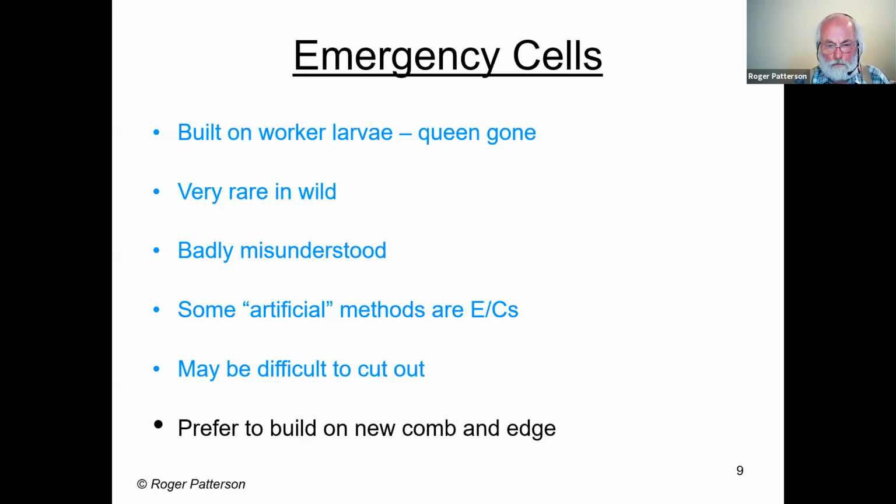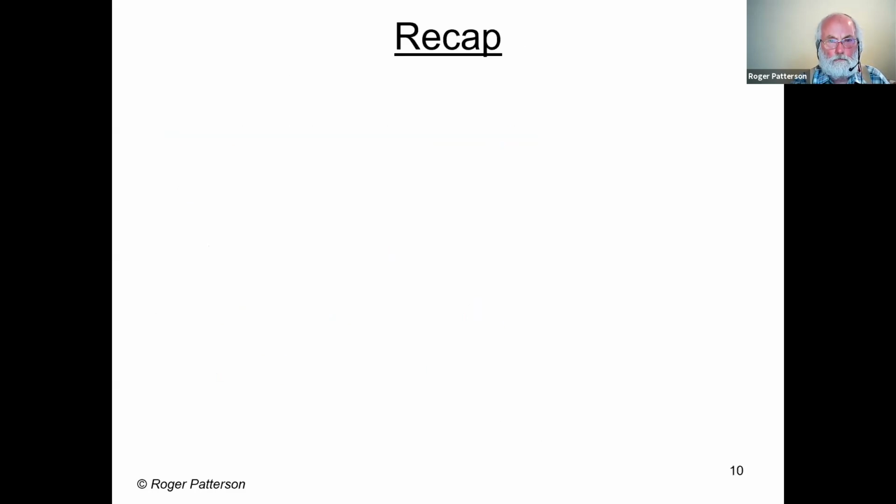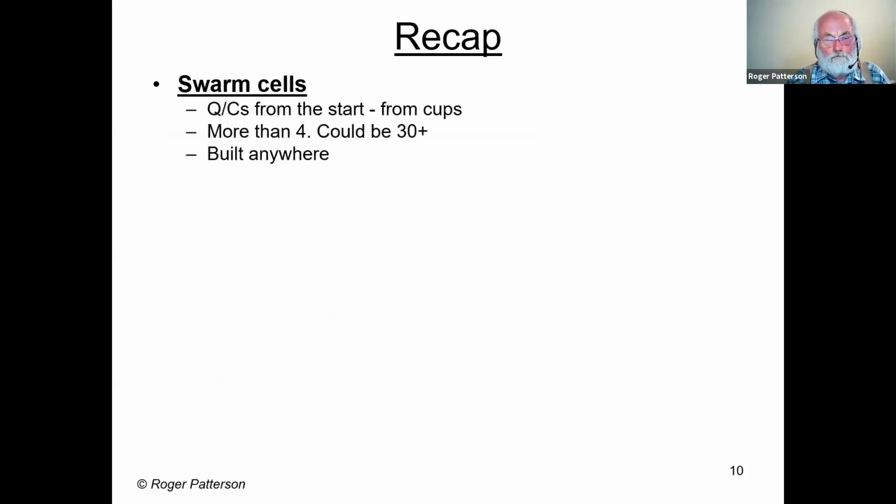because if you, let's say, take a queen away from a colony and you can't get there for another 3, 4, 5 days to replace the queen or put another queen cell in, of course they build their own emergency cells. So recap on that, and this is important, I think. Swarm cells. Their queen cells right from the start, so from cups. More than 4, could be 30 plus, and built anywhere on the comb.